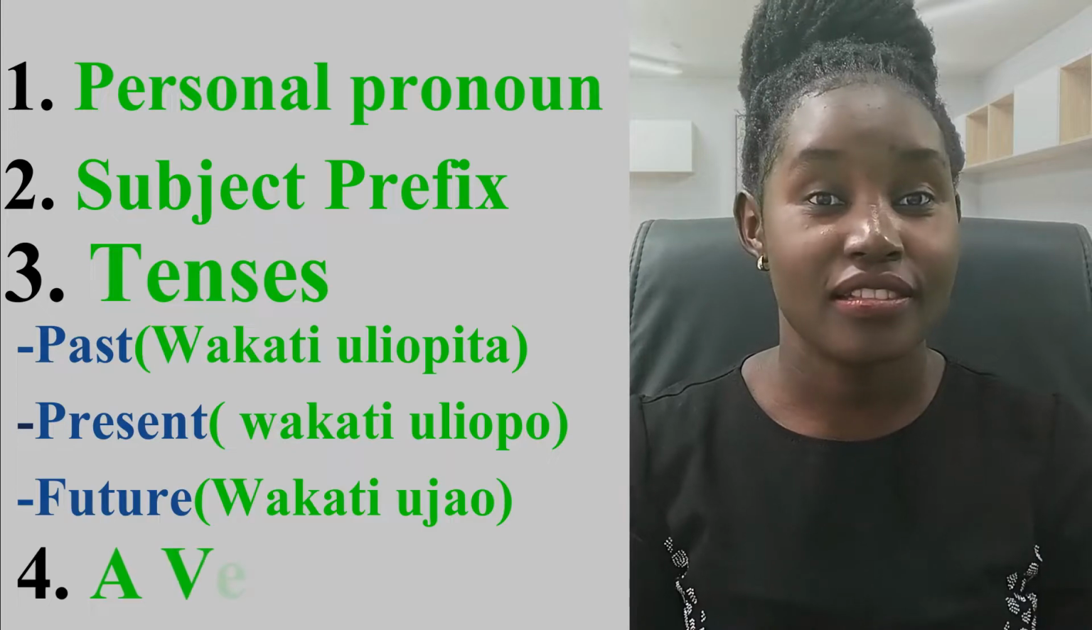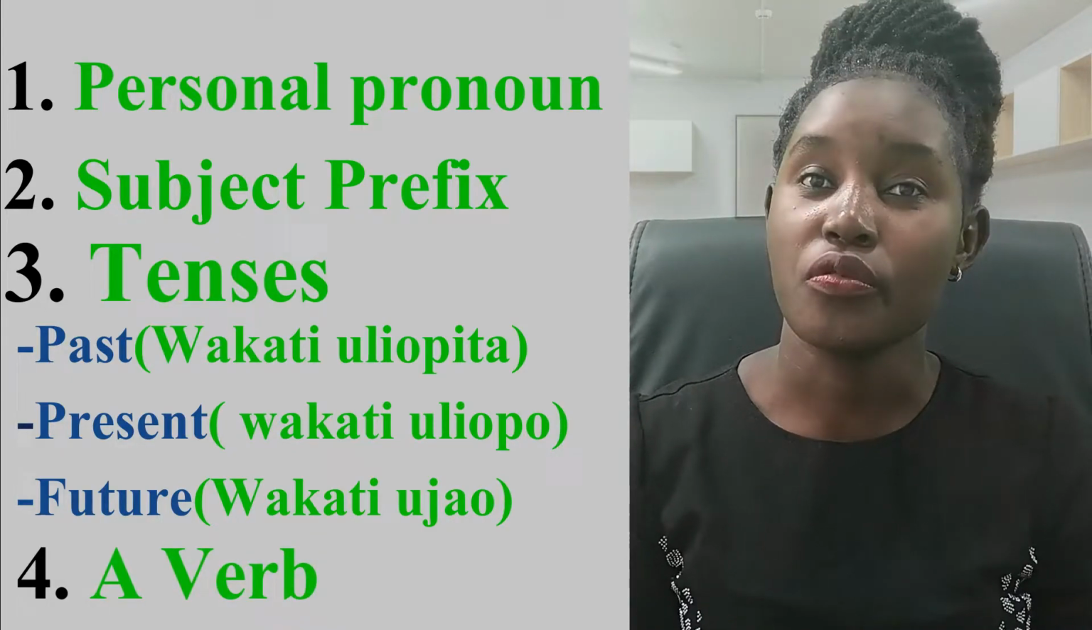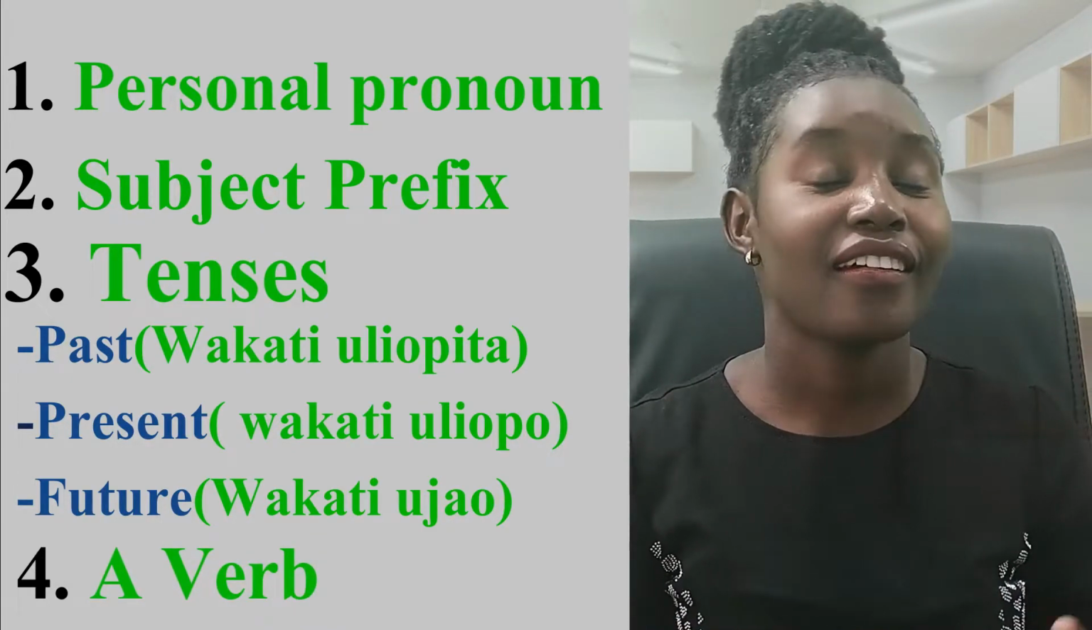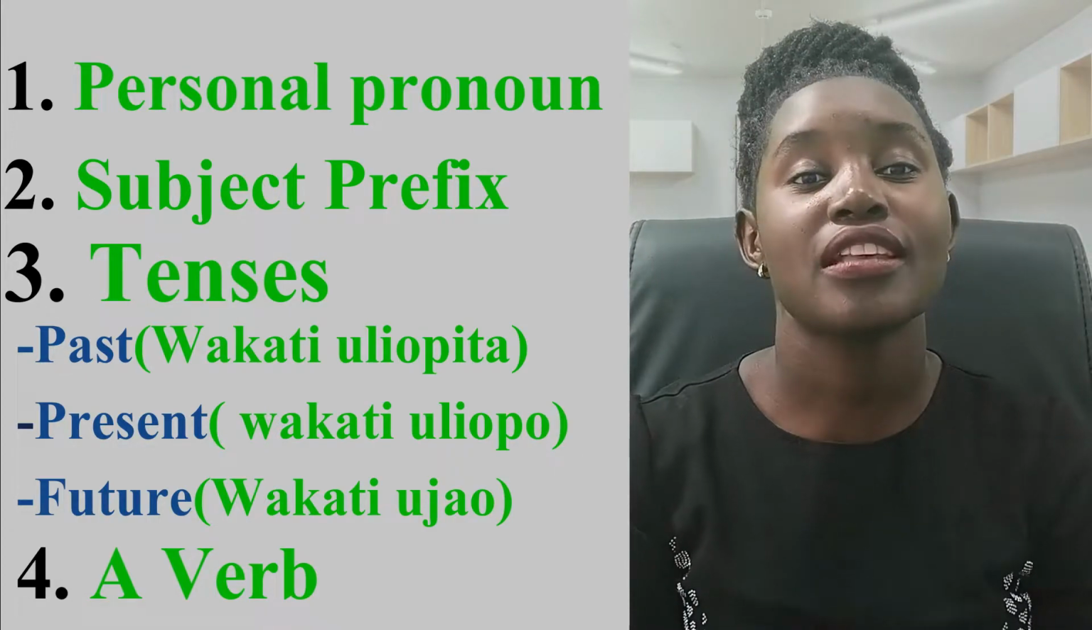And then the last thing that you need to make your sentence complete is a verb. These are doing words. For example, walking, eating, running. Those are the verbs. Okay, now we start one by one.